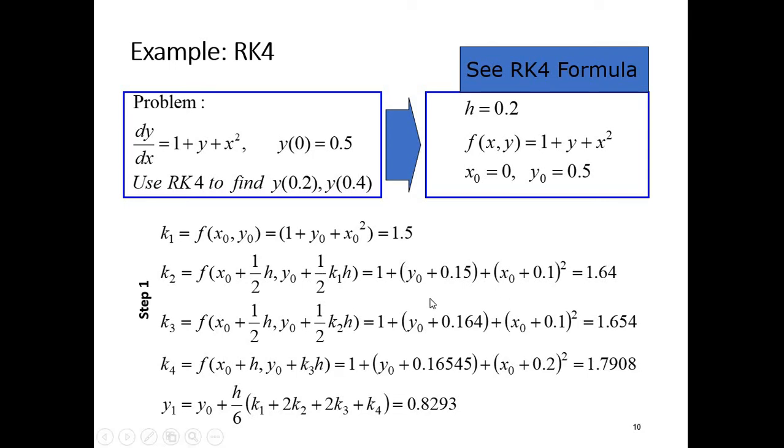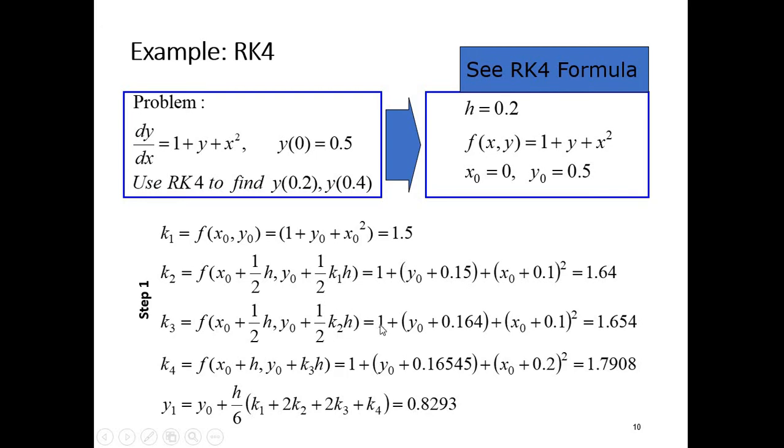And then for this x, you substitute this x coordinate, which is x naught plus half of h, which is 0.2 divided by 2, which is 0.1, squared. This is equal to 1.64. And then your k3, which is f of x naught plus half h, y naught plus half k2 h.